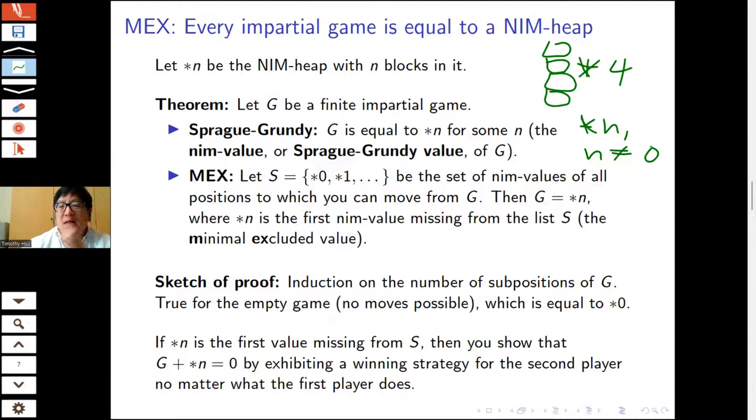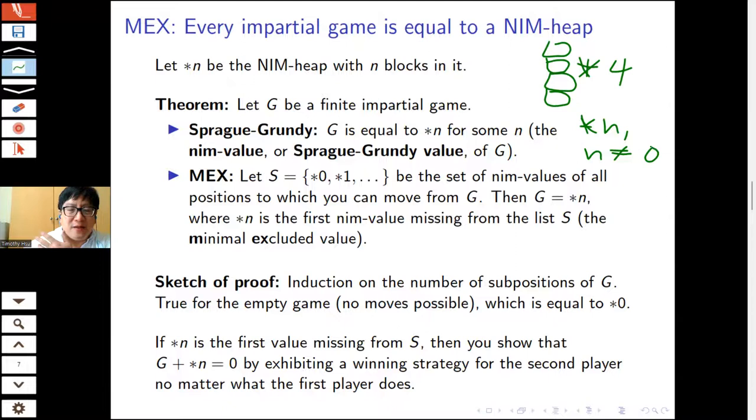Okay, here's just a very quick one-minute sketch of the proof. You do this by induction on the number of subpositions of G, because you do everything by induction in combinatorial game theory. This is true for the empty game. There are no moves possible.